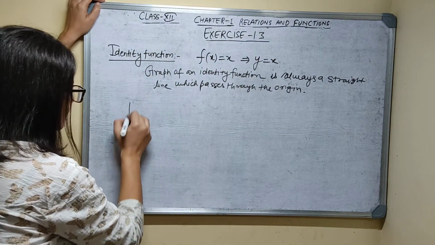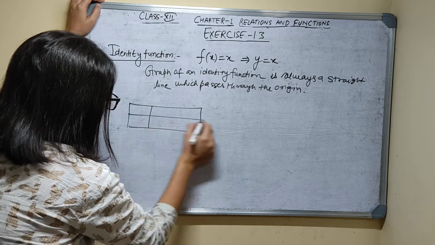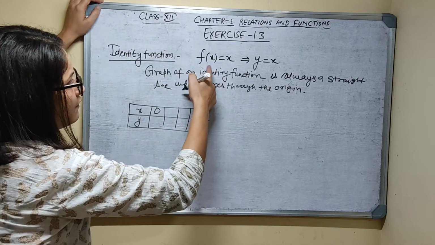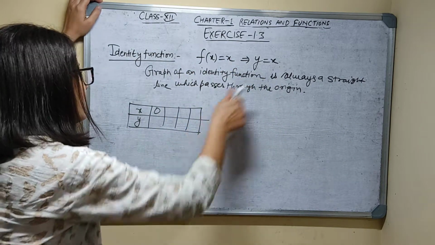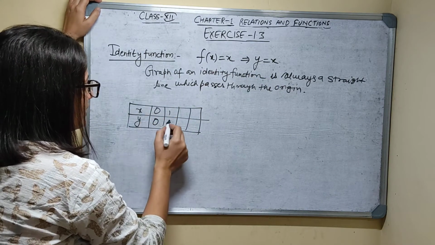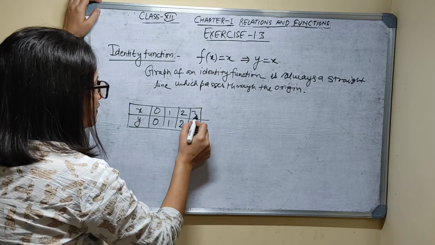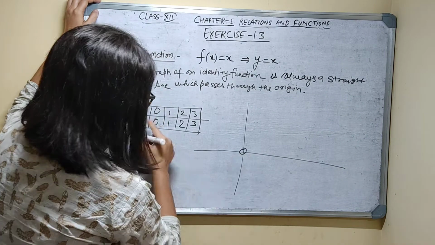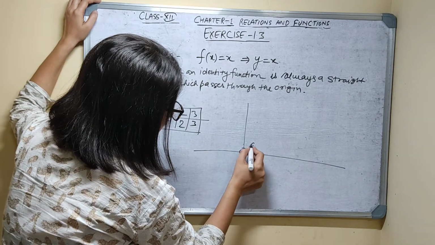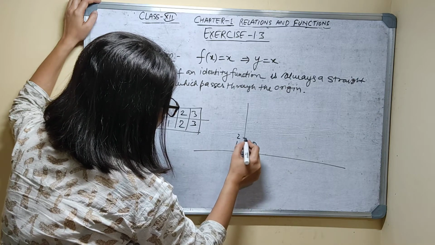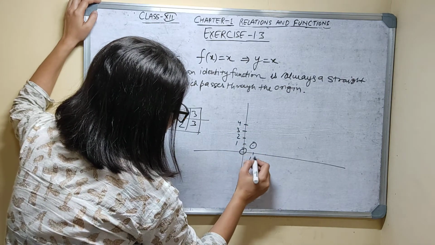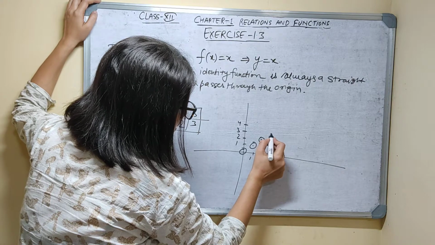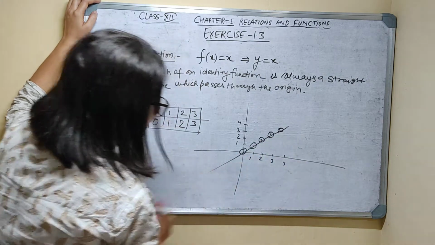Let's say f of x is equal to x. Let's take some values of x and y. If I put x as 0, f of x is equal to x, so y is equal to x. If x is 0, y will be 0. If x is 1, y will be 1. If x is 2, y is 2. If x is 3, y is 3. So if I draw a graph, 0, 0 means this point. 1, 1, let's say this is 1, here it is 1, so this point is 1, 1. Then 2, 3, 4 on both axes; this is point 2, this is point 3, this is point 4. Like this it will be a graph.